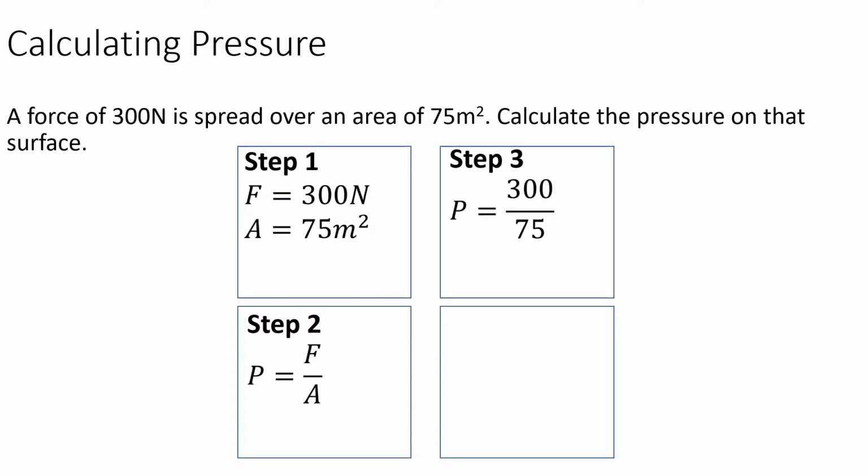Step 3 is to substitute in the numbers. So instead of F I'm going to write 300. Instead of A I'm going to write 75. And step 4 is to write down the answer with the units. I'd like you to copy the question and the answer down with each step.